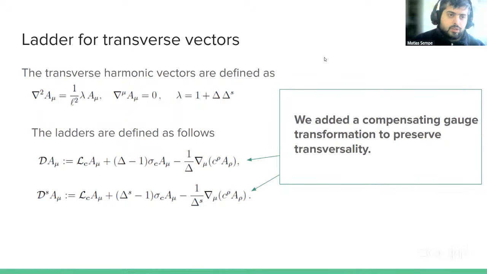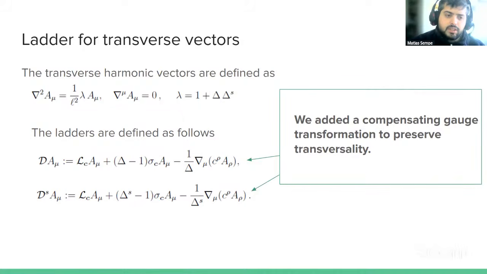So let's talk about how we generalize this to the transverse vector case. We will talk about it later when we introduce the spinning primaries. In the spinning primaries, if we do a spinning primary transformation, what we get is not in the Lorenz gauge, or in the transverse gauge for this case. So we need to add a compensating gauge transformation.